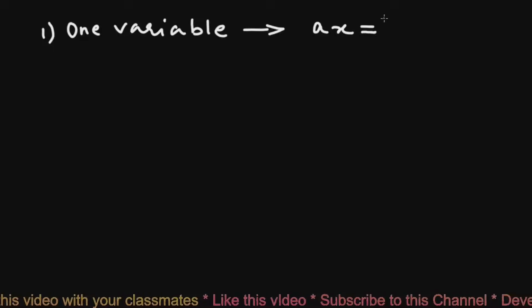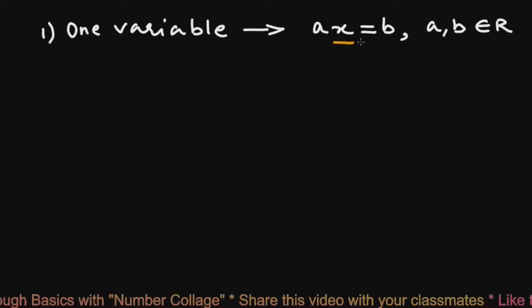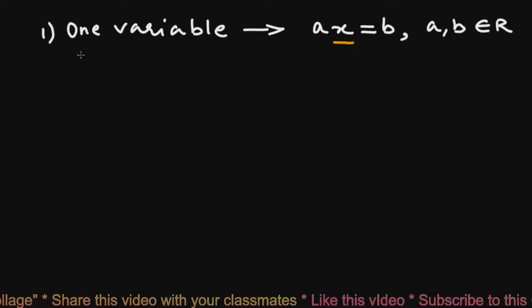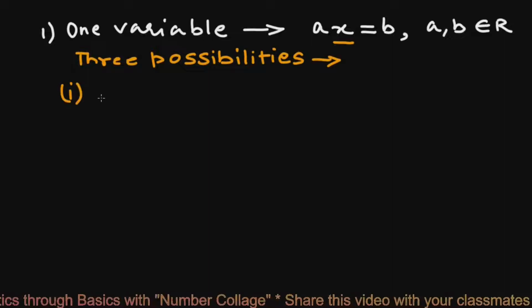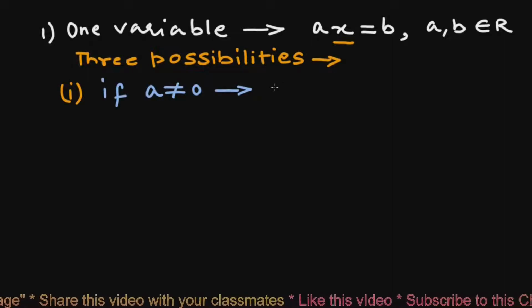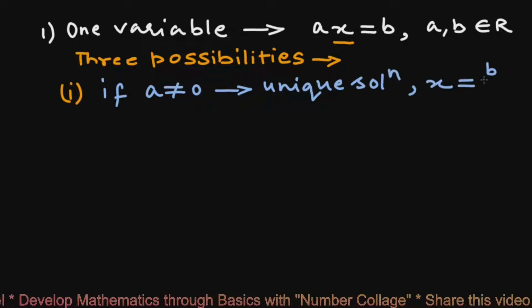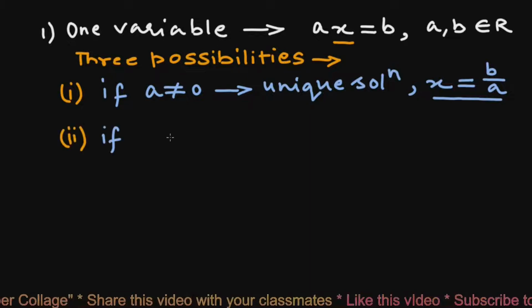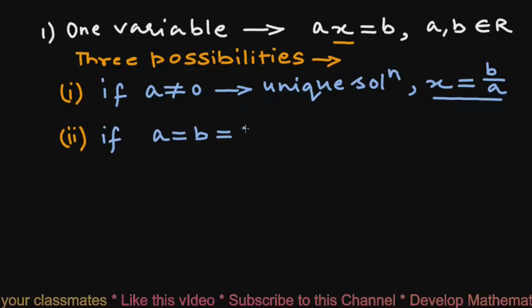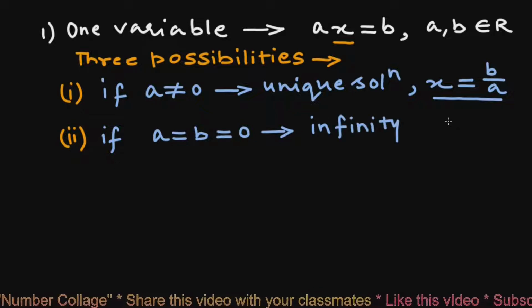In a system of linear equations in one variable, ax equals b, where a and b are real numbers and x is the unknown, there are three possibilities. Number one, if a is not equal to 0, then the equation has a unique solution, which is x equals b upon a. Number two, if a and b both are 0, then the equation will have infinitely many solutions.